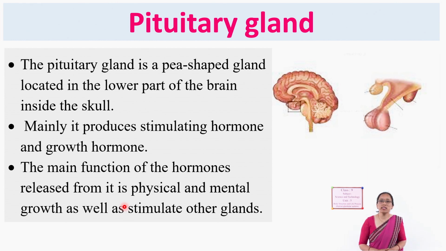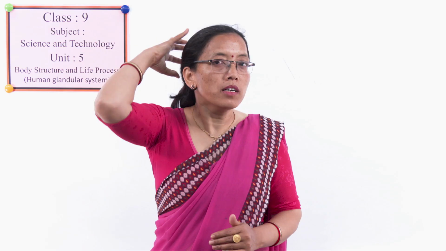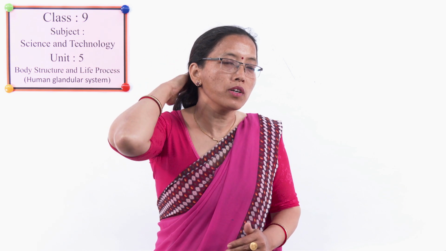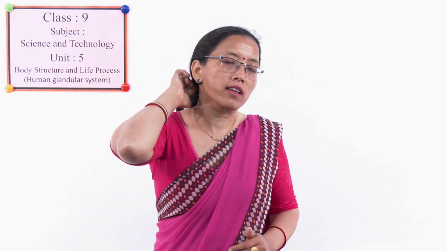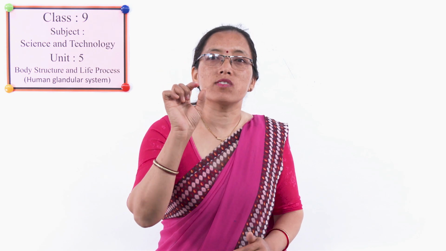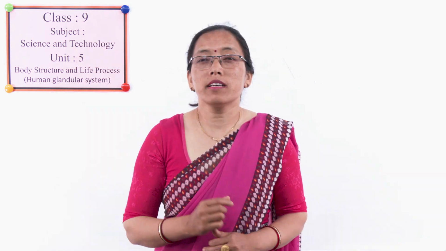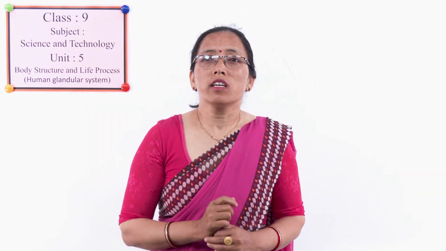Where was it located? Yes, the pituitary gland is located at the base of the brain. Inside this cranium, the brain is located, and just below it, at the base of the brain, there is a small pea-sized, pea-shaped gland. That is called pituitary gland. Even though it is very small, it produces various kinds of hormones.